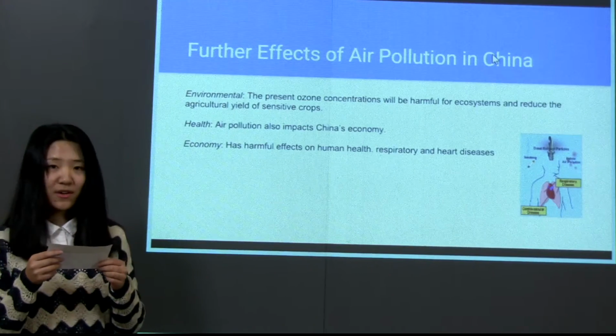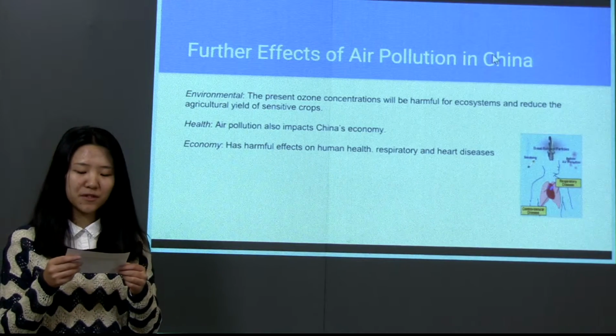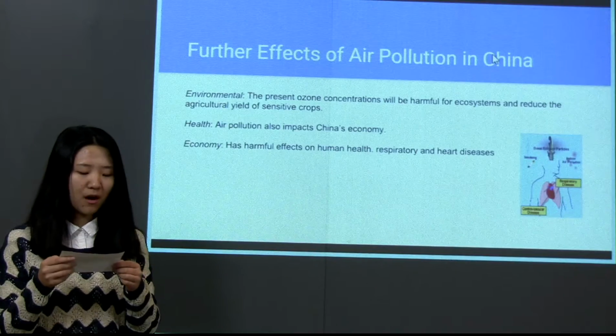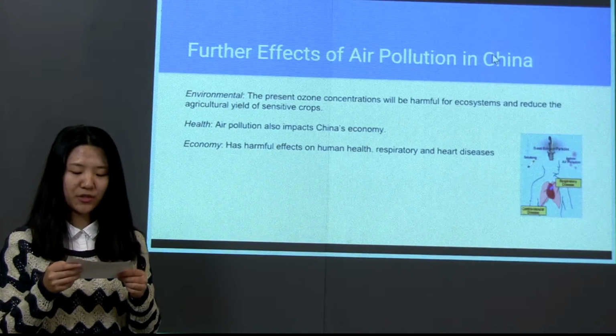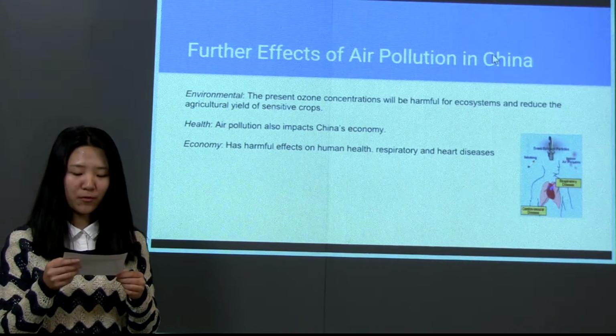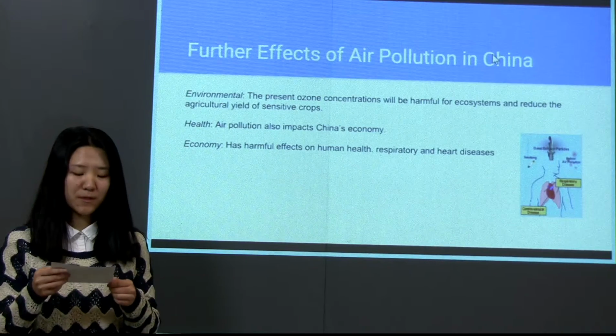Besides the reasons, here are some further effects of air pollution. First of all, parts of China, especially where the soil does not contain high concentrations of calcium, are affected by acid deposition. The present ozone concentrations in many big cities in China will be harmful for ecosystems and reduce the agricultural yield of sensitive crops.